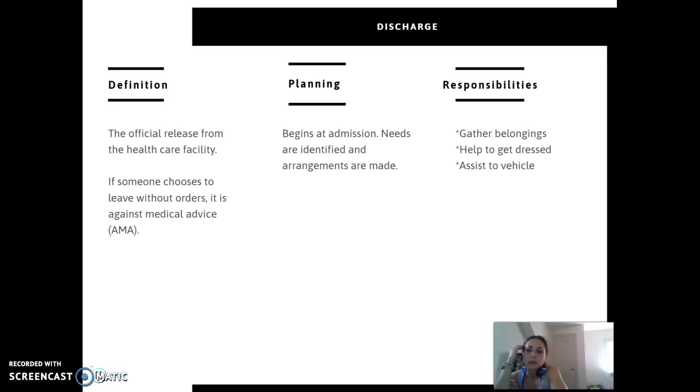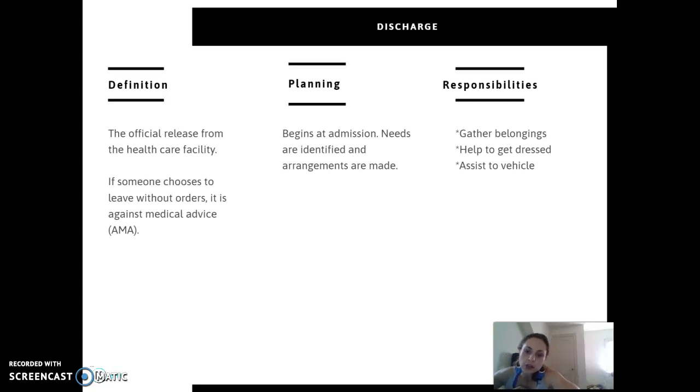We always plan discharge the moment someone is admitted. So that's what happens during that admission process with the nurse, where they're asking 100 million questions, which seem like silly questions sometimes, like how many steps does it take to get into your house? But the reason that we're asking those questions is because we need to plan for discharge.